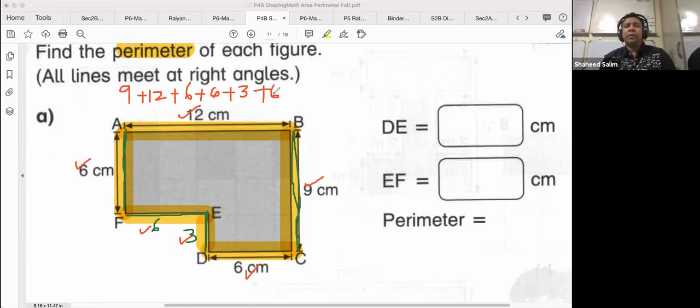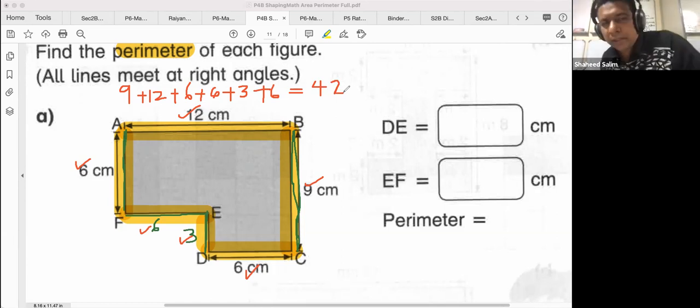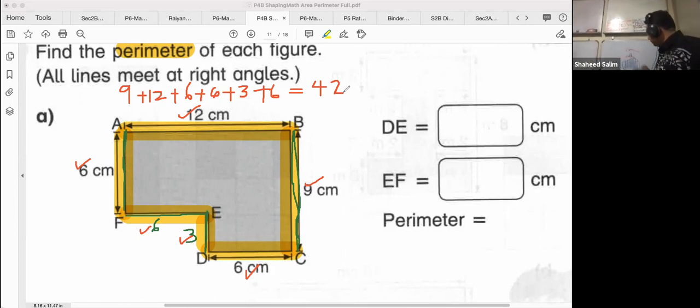So you add them together now. 9 plus 12, 21. 21 plus 6, 27. 27 plus 6, 33. 33 plus 3, 36. 36 plus 6, 42. Again 42? Yes, again 42. I can show you another way of doing it.